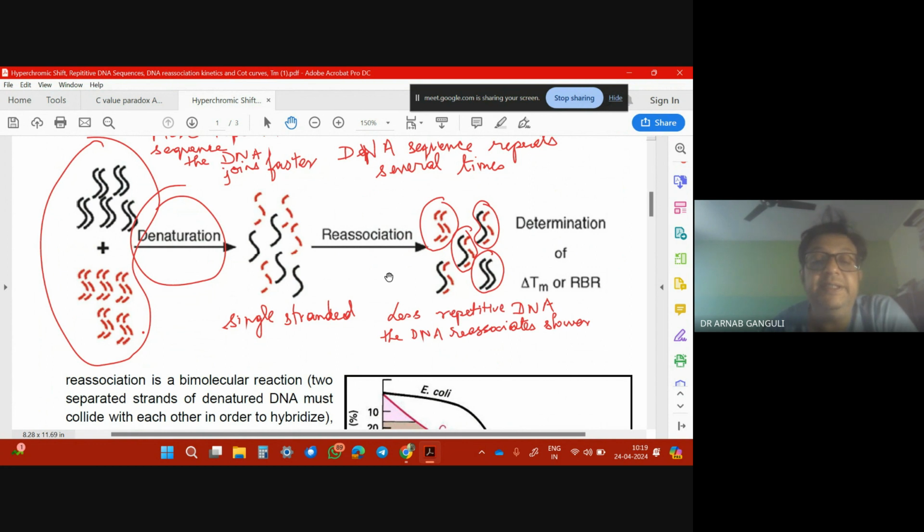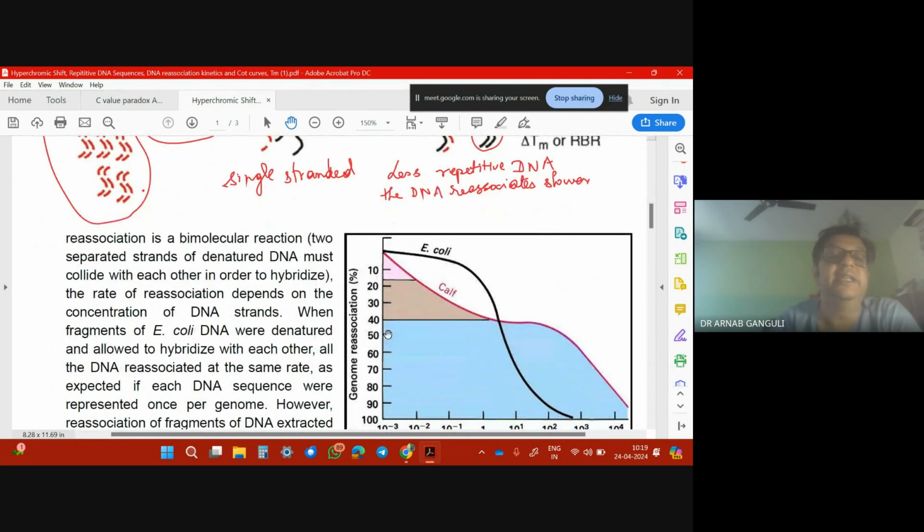Now, this reassociation is a bimolecular reaction. Two separate strands of denatured DNA must collide with each other in order to hybridize. First you open them, then you are reassociating them. So it is bimolecular: you need two molecules to collide, and the rate of reassociation depends on the concentration of DNA strands.